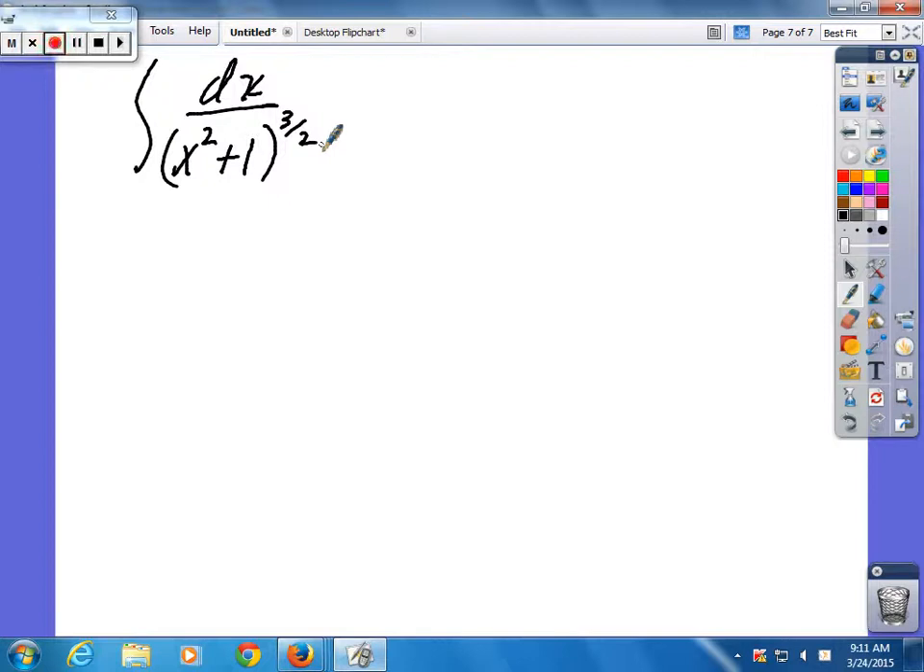So that would be the square root of x squared plus 1 to the 3rd power. Working with the tangent again because it's going to be the plus. So y'all should be able to knock this one out real easy.